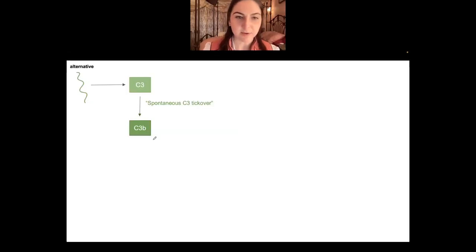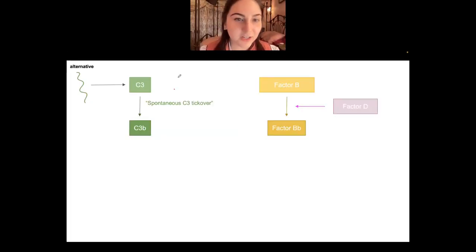Once we have C3b, that's part 1 of the alternative pathway activation. Part 2 is that we have more factors: factor B and factor D. Factor D cleaves factor B into factor Bb. Swear to God. At least they're trying to keep it consistent with the B's. So these are the two things: C3 spontaneously converting to C3b, and in the presence of a PAMP, this triggers this part of the pathway.